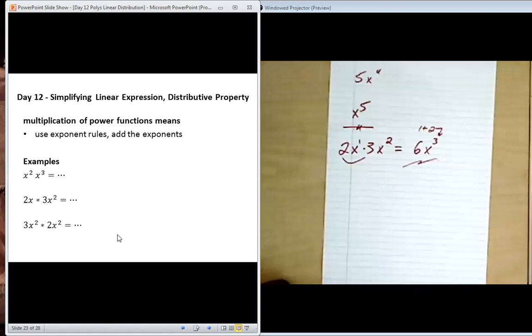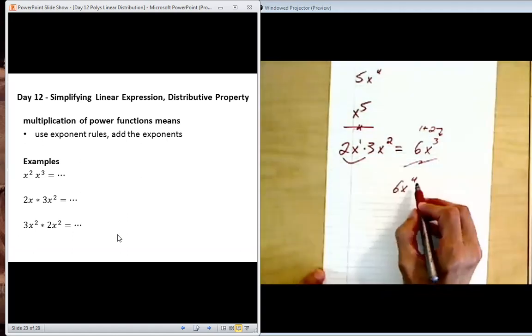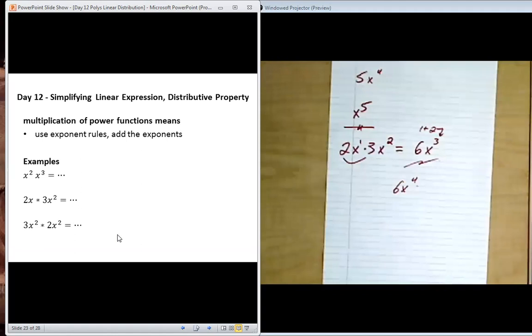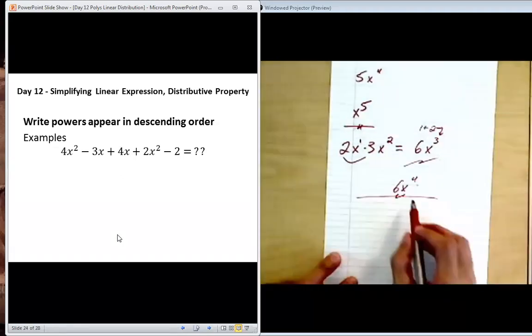Oh, even one more. What's this one? Yeah, x to the power of 4. Okay, 6x to the power of 4 for that one. Beauty. See? So you guys make these longer, and you got to watch the like terms carefully.